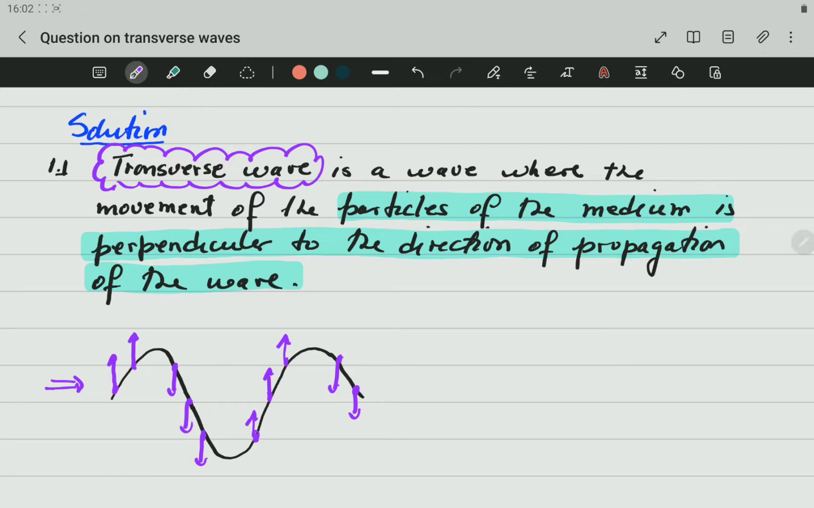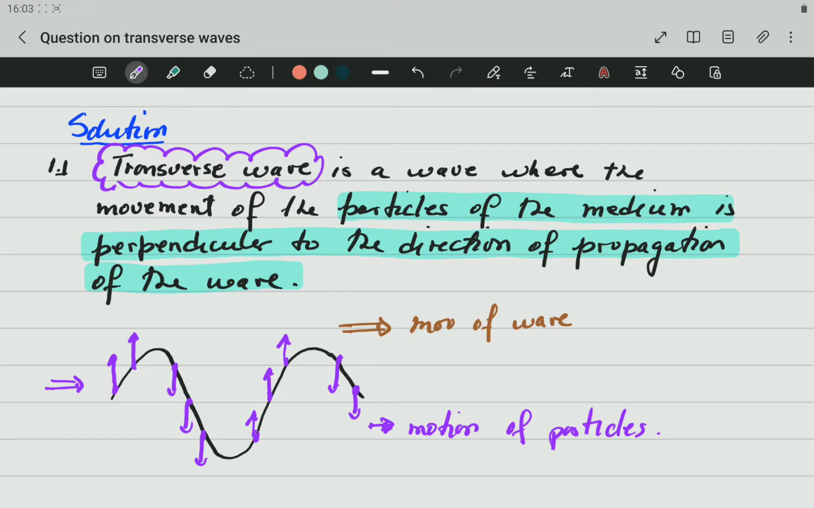However, the wave is going to move in one specific direction. This is the motion of the wave. So you can see that the motion of the wave is at right angle, or perpendicular, to the motion of the particles. This here is the motion of particles. You can see that they are at right angle to each other. Okay, this is question 1.1.